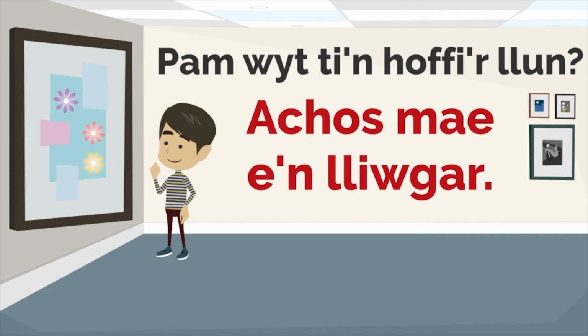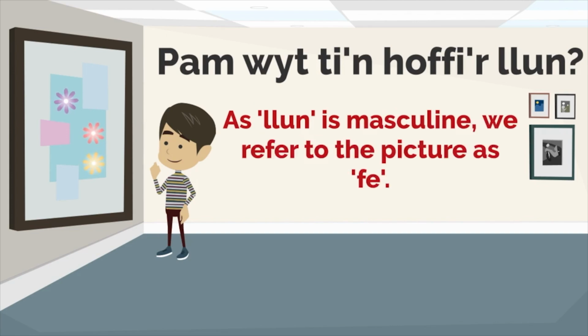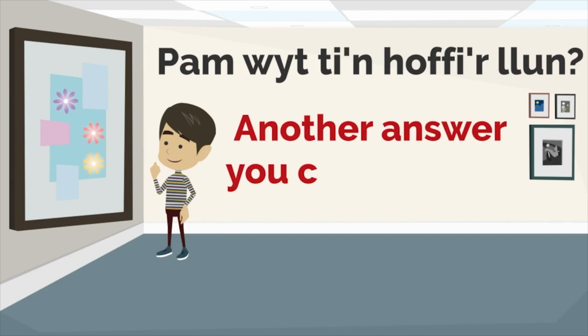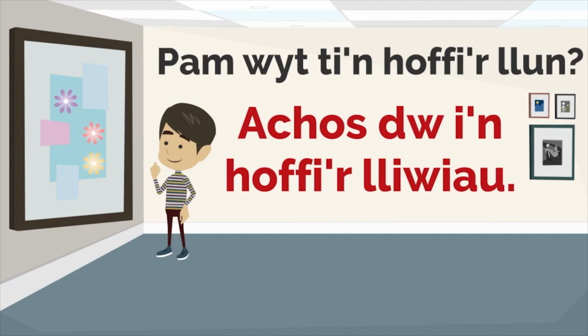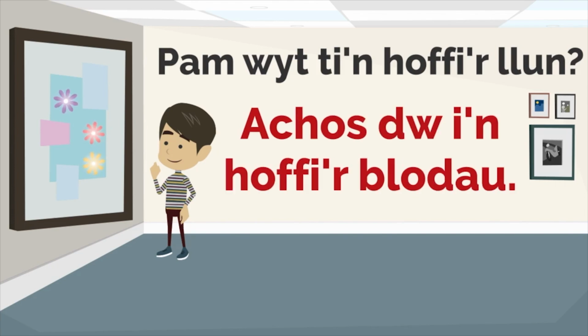Achos mae e'n lliwgar. Because it's colourful. Notice that as the word llun is masculine, we refer to the picture then as fe. Another answer you could give is achos dwi'n hoffi'r lliwiau. Because I like the colours. Achos dwi'n hoffi'r blodau. Because I like the flowers.